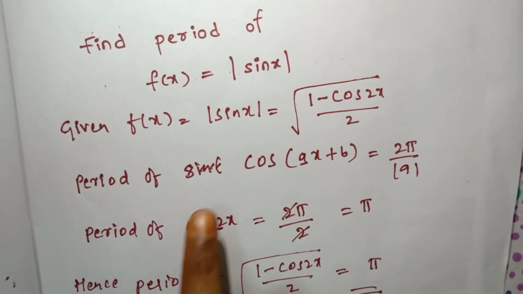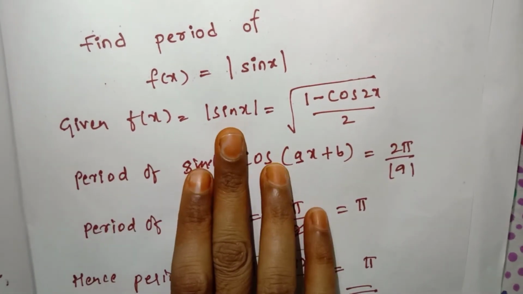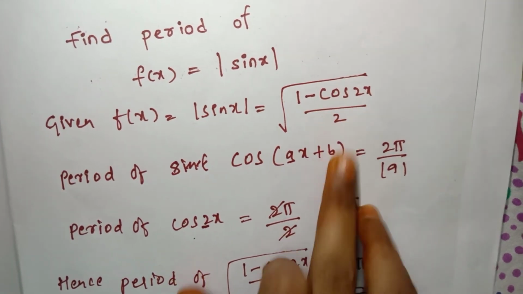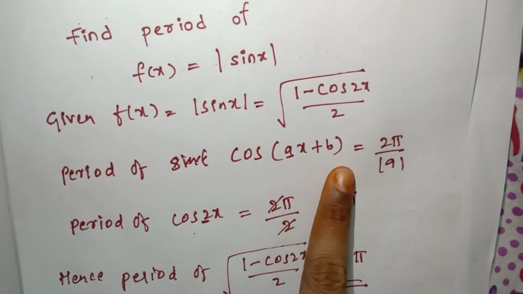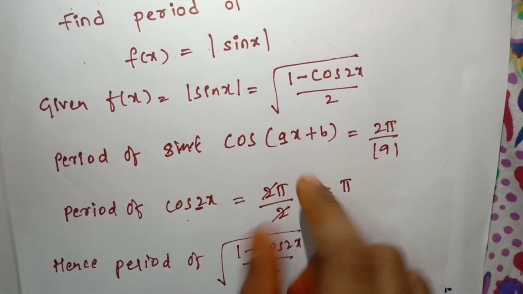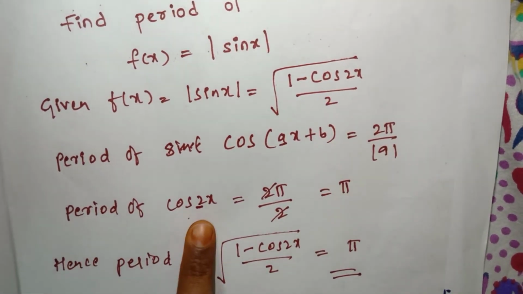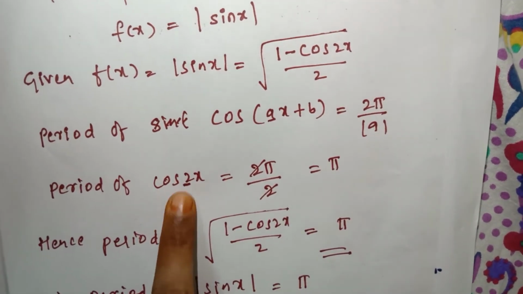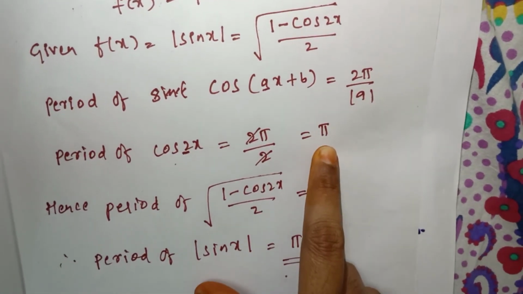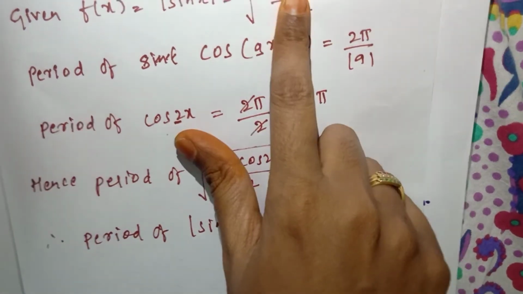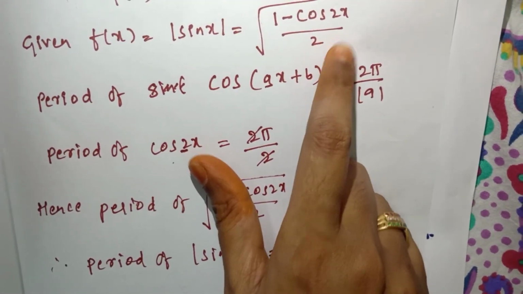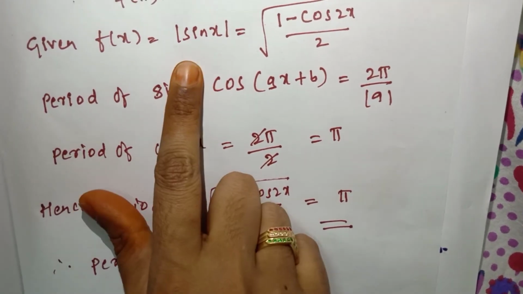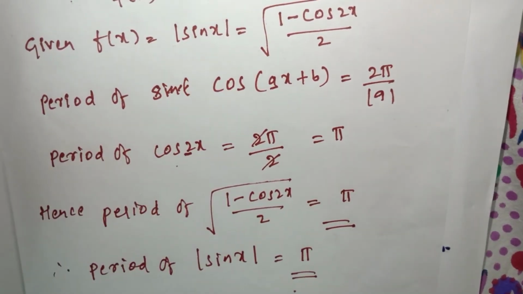We'll do a quick revision. See, the question here is |sin x|. This can be written as the square root of (1 − cos 2x)/2. We know the formula for cos(ax+b) is 2π/|a|. I have just taken this part. The period of cos 2x is equal to 2π/2. Here the a value is 2, so the value is π. The period of the square root of (1 − cos 2x)/2 is π, and therefore the period of |sin x| is π.